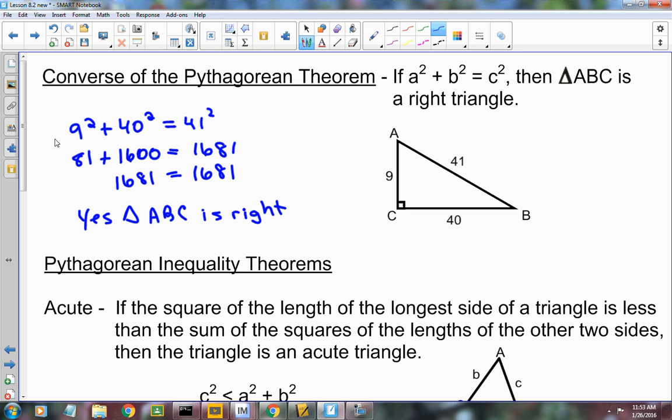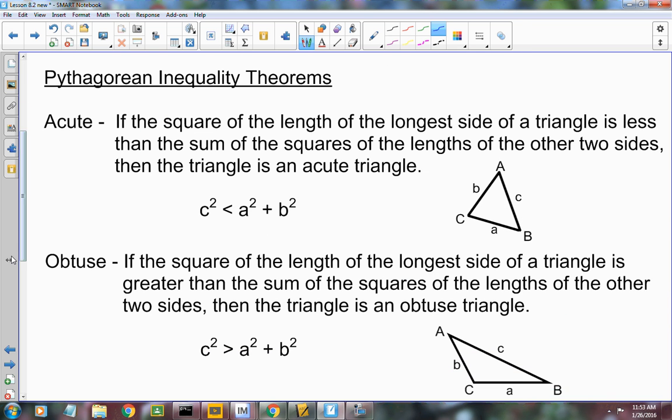Okay, so we can also use this to determine if it's acute or obtuse, because if it's not right, then it either has to be acute or obtuse, right? And you always want to look at it in terms of the longest side. This is something that's always been hard for me to remember, so I've come up with this. If you look at it in terms of the longer side, it makes a little bit more sense.